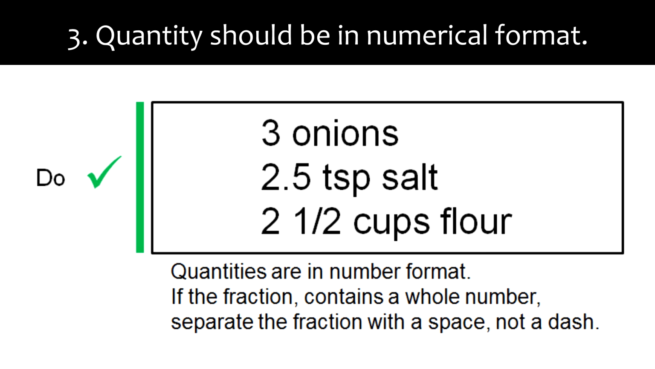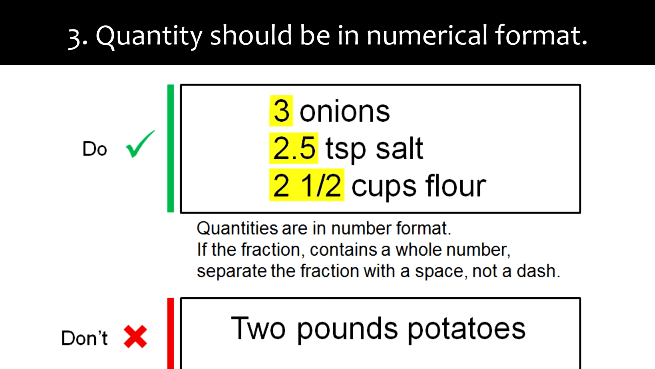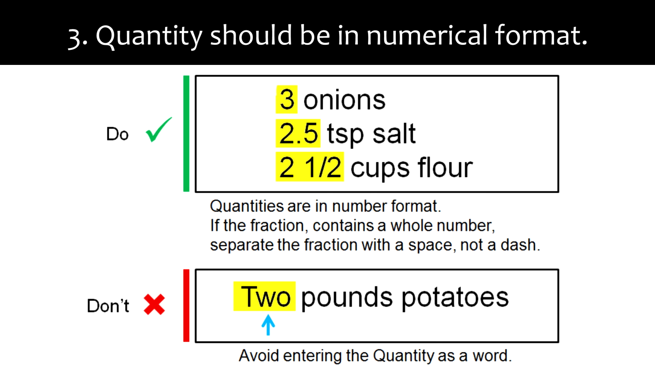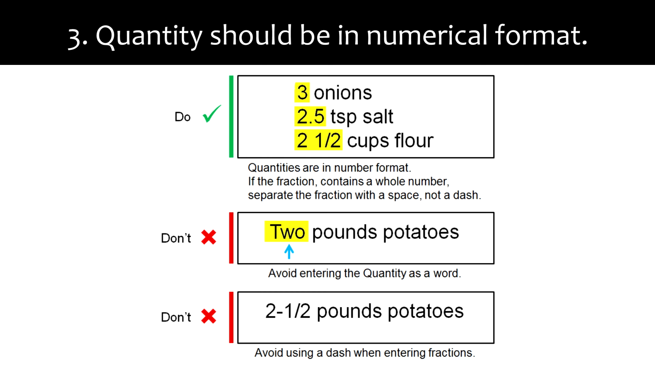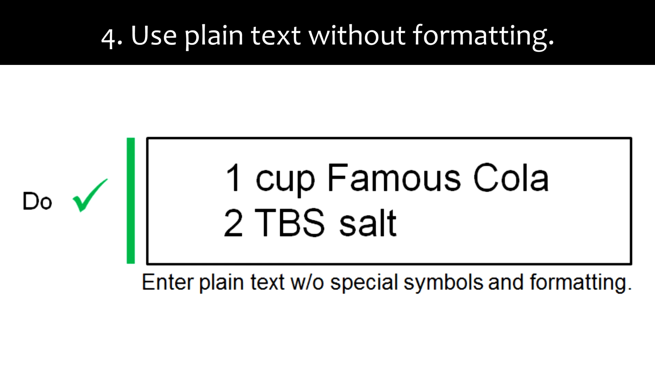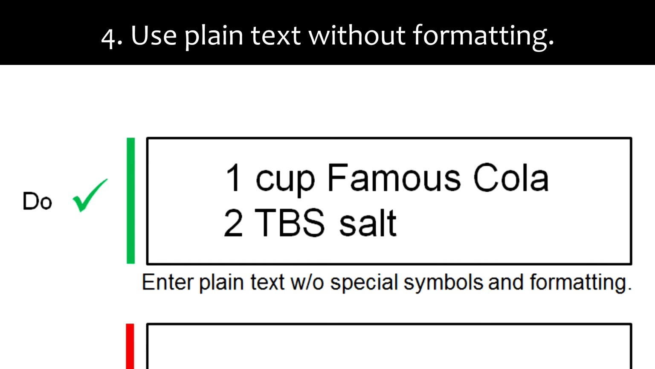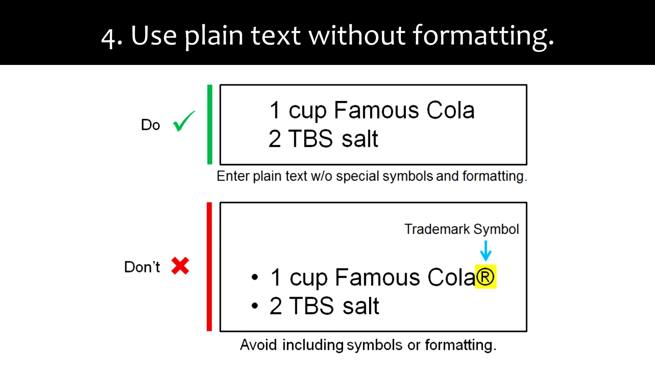Quantities should be entered in numerical format. The quantity should be a whole number, a decimal number, or a number in fractional form. Avoid entering the quantity as a word. Also, if you use fractions, avoid using a dash to separate the whole number from the fraction. Use a space instead. Use plain text without formatting. When entering the ingredients, it's important to use plain text and avoid using special characters or text formatting where possible.